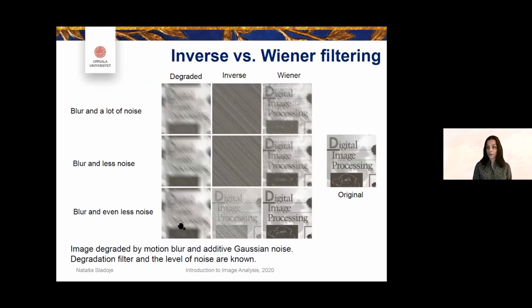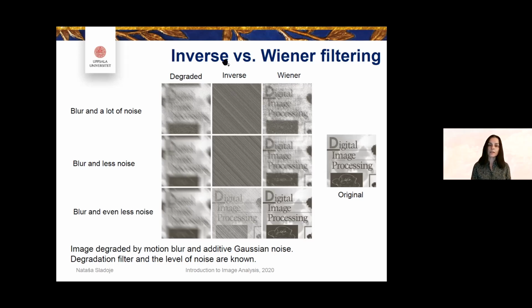How does it work? Well, it works actually quite well. So in this example, we are looking at the 3 levels of degradation applied to this original image. So we have blur applied to this image, and we have 3 different levels of noise added to the blurred image. This is a very noisy image, then towards the relatively smaller amount of noise added.